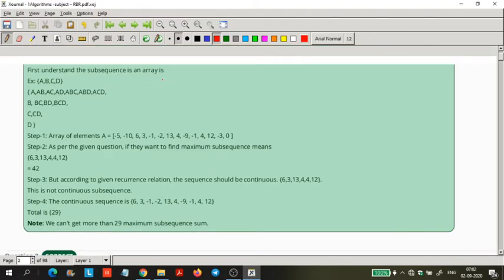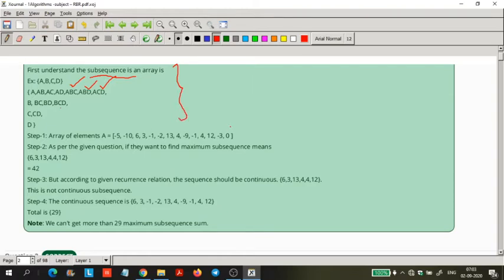First, let us understand subsequences of an array. Let us consider one example array: A, B, C, D. The subsequences are A, B, C, A B, A C, A D, A B C, A B D, A C D, B, B C, B D, B C D, C, C D, and D. These are the different subsequences in an array.